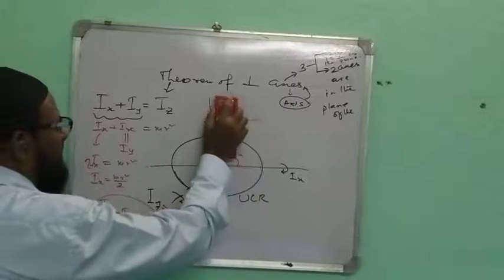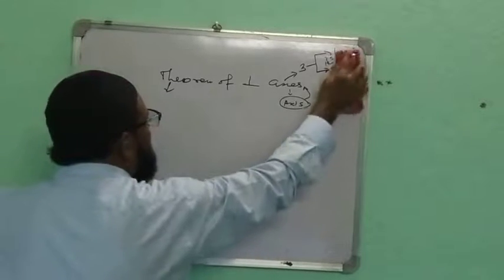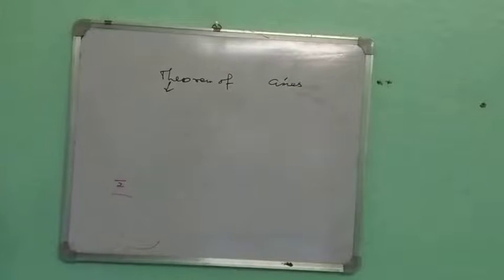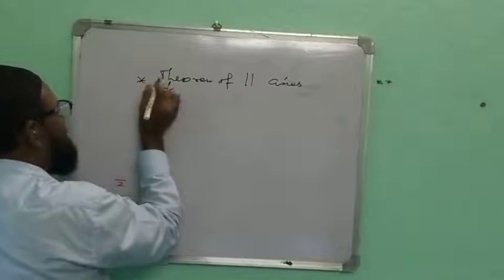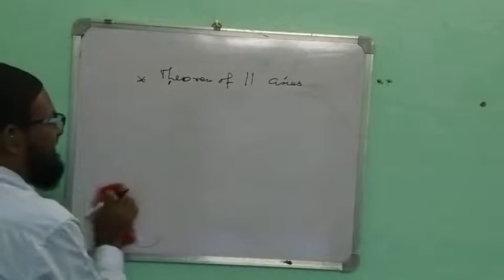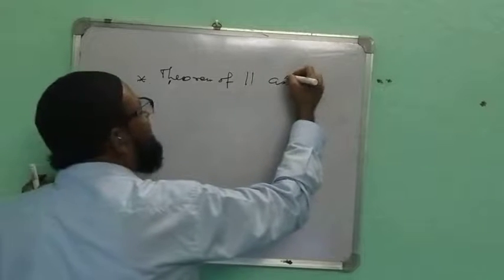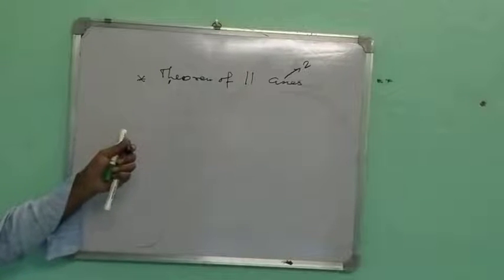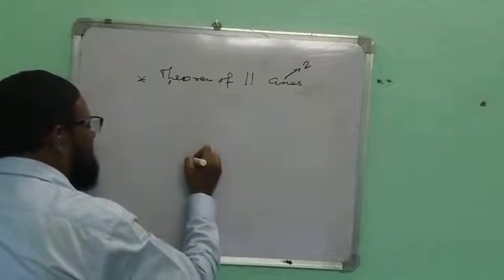Next part is very important. Please see here. Now give the heading: Theorem of parallel axis. First thing, please see, how many axes? In this case not two, but these two should be parallel.